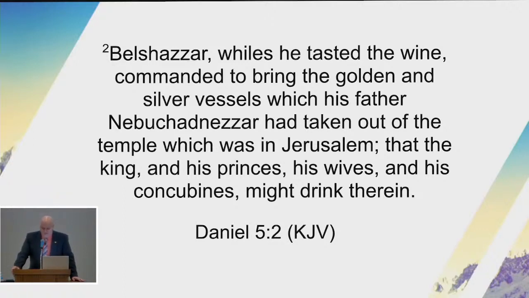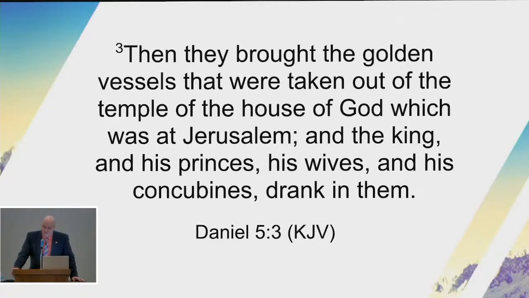Verse 3 rather. Then they brought the gold vessels that had been taken from the temple of the house of God, which had been in Jerusalem. And the king and his lords, his wives, and his concubines drank from them. 2 Kings chapter 24, verse 13, chapter 25, verse 15, and Daniel 1:2, as well as Ezra chapter 1, verses 7 through 11, give accounts of when they were taken, and also when they were returned after the captivity.